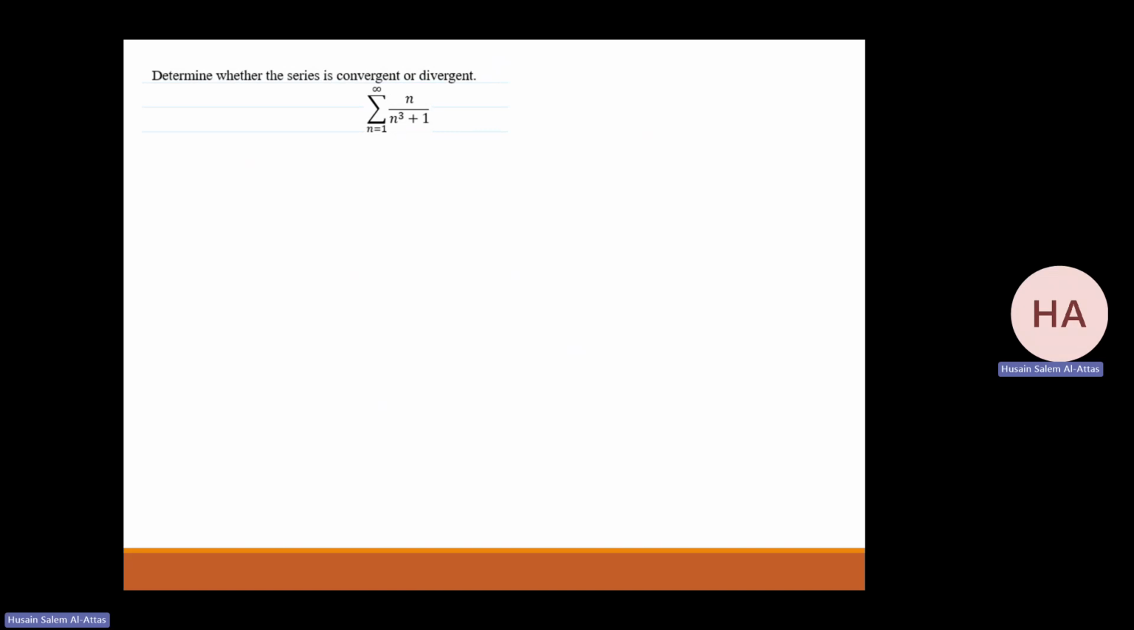Yeah, this one, what is my comparison test? What's the comparison series? It will be n over n cubed, huh? The series n over n cubed, which is 1 over n squared. They know this one converges, p-series. So now check the limit.